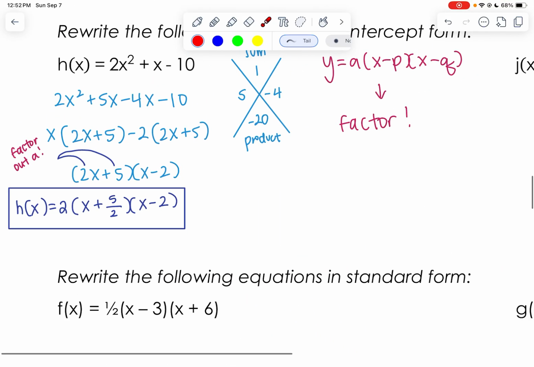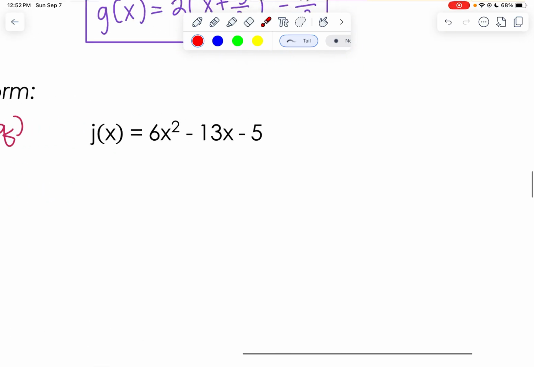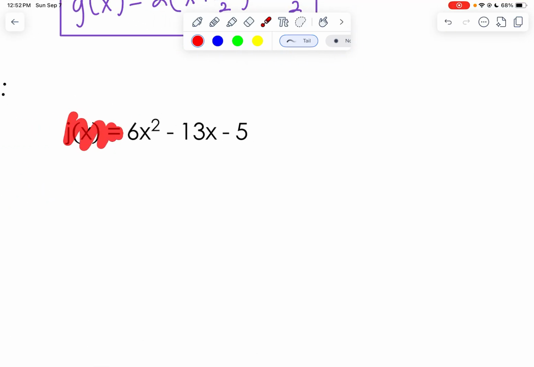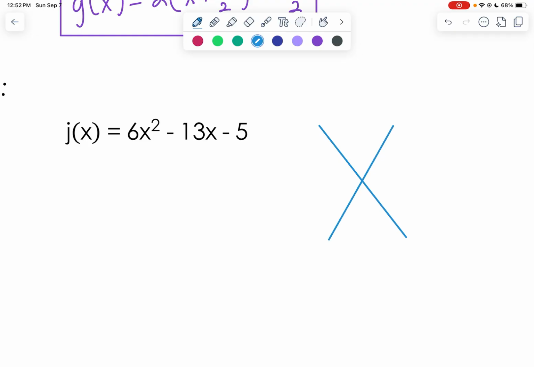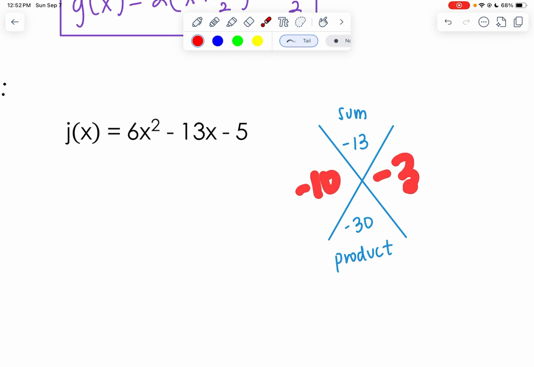Okay? Now let's take a look at another one over here. So I have everything on one side, right? So I'm going to kind of ignore that j of x for now, and I'm going to factor it. So sum to negative 13, and product is negative 30. Now, it's not negative 10 and negative 3. That would add to give you negative 13, but that doesn't give you a product of negative 30. That gives you a product of positive 30. So it's not 3 and 10, okay? So you have to think of your other options.